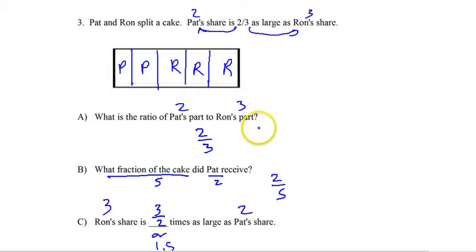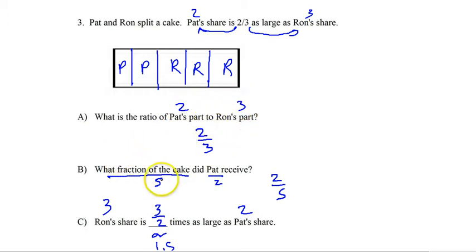Alright, so you should have gotten these answers. So if Pat's share is 2/3 times as large as Ron's share, or 2/3 as large as Ron's share, we know Pat is 2, Ron is 3. So Pat gets 2 to Ron's 3 for a total of 5 pieces of cake is what you'd have to cut it into. Alright, and then we can answer it. What is the ratio of Pat? Well, Pat gets 2 to Ron's part. Ron gets 3, so it's 2/3.